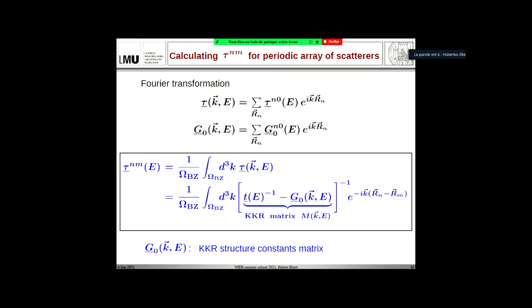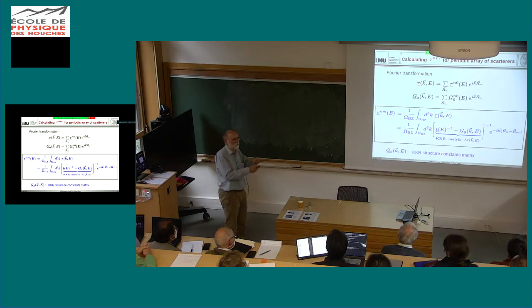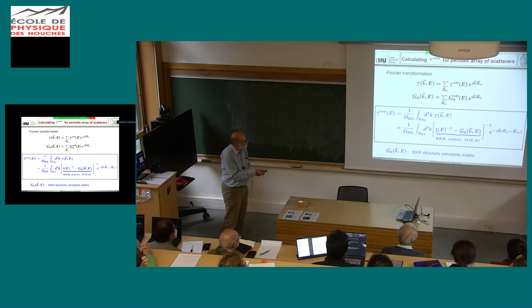And now this can be handled, of course, not by a matrix inversion as described so far, because these matrices would be infinite. But what we can do is make a Fourier transformation as described here. And we are led now to an expression for the scattering path operator in terms of a Brillouin zone integral, and this was exactly used for the results you have seen before. So for a periodic system, we can also solve the multiple scattering problem exactly, if you want.